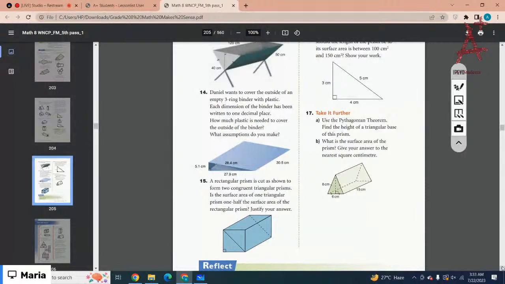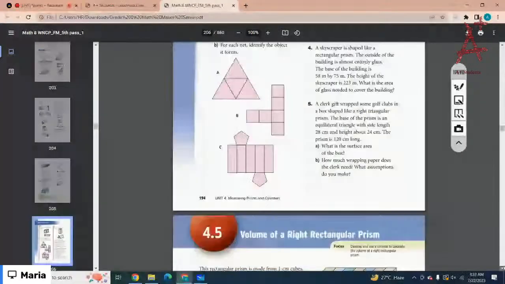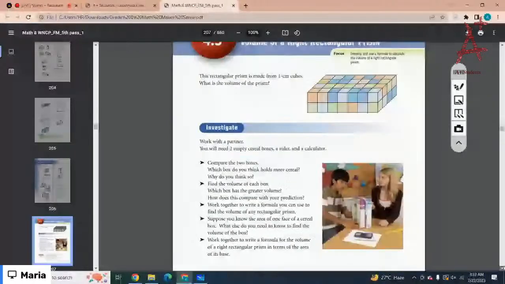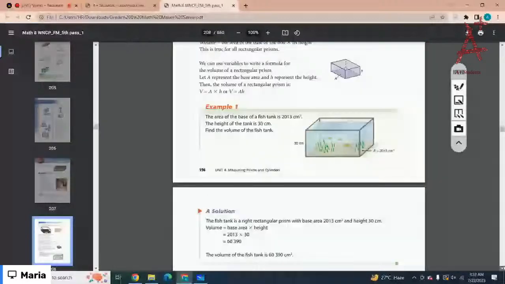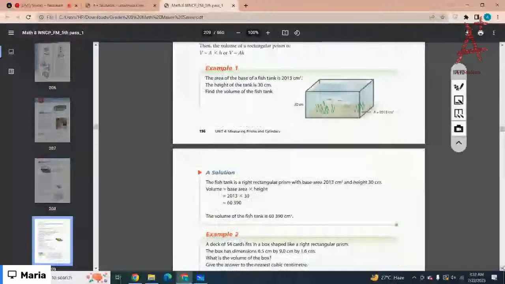Okay, you can complete the rest of the questions by yourself later today. Let me just move on to the next lesson, that is volume of a right rectangular prism. So let's just start with the lesson. Okay, here is example 1. The area of the base of a fish tank is 2013 centimeter square. The height of the tank is 30 meter. Find the volume of the fish tank. You have to calculate the volume.